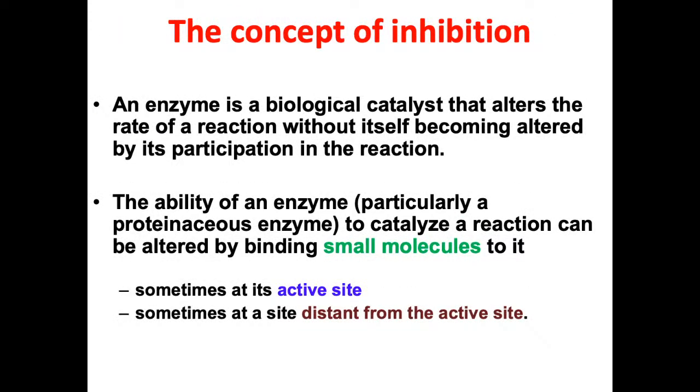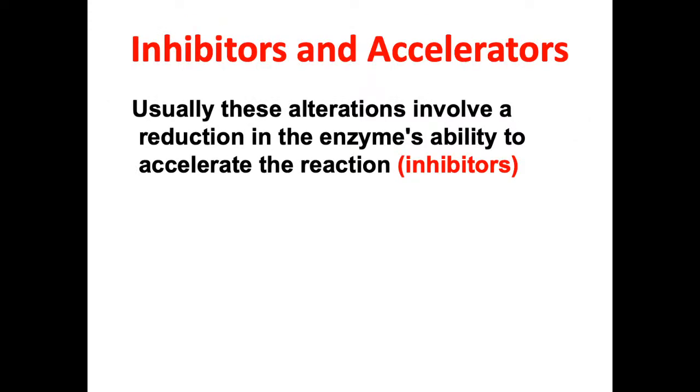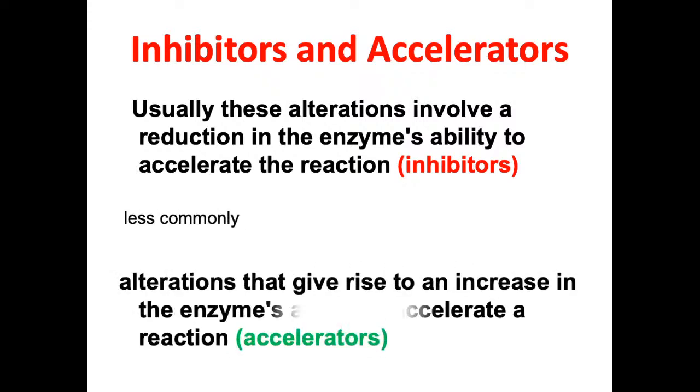So the concept of inhibition: an enzyme is a biological catalyst that alters the rate of reaction without itself becoming altered by its participation in the reaction. The ability of an enzyme to catalyze a reaction can be altered by binding small molecules to it, sometimes at its active site, sometimes at a site different from the active site. So there are both inhibitors and accelerators. Inhibitors reduce the enzyme's ability to accelerate the reaction, while some alterations give rise to an increase in the enzyme's ability to accelerate the reaction, less commonly found.